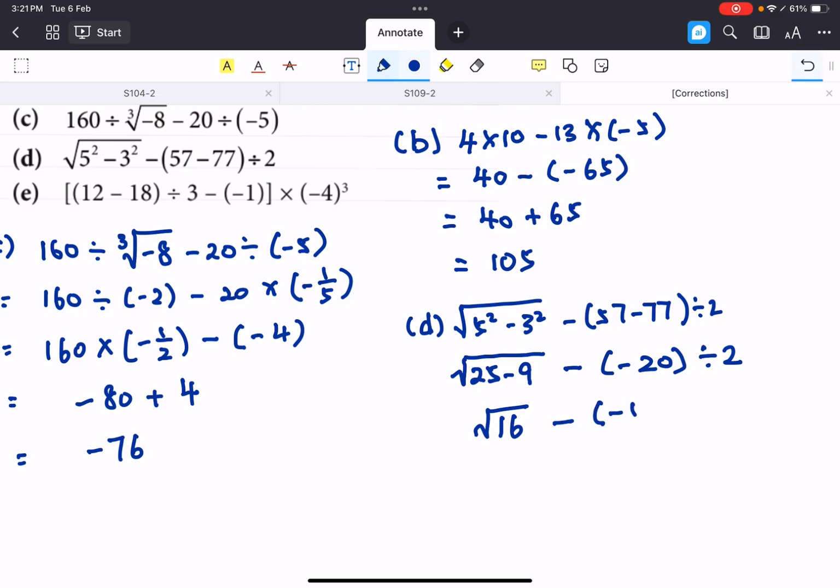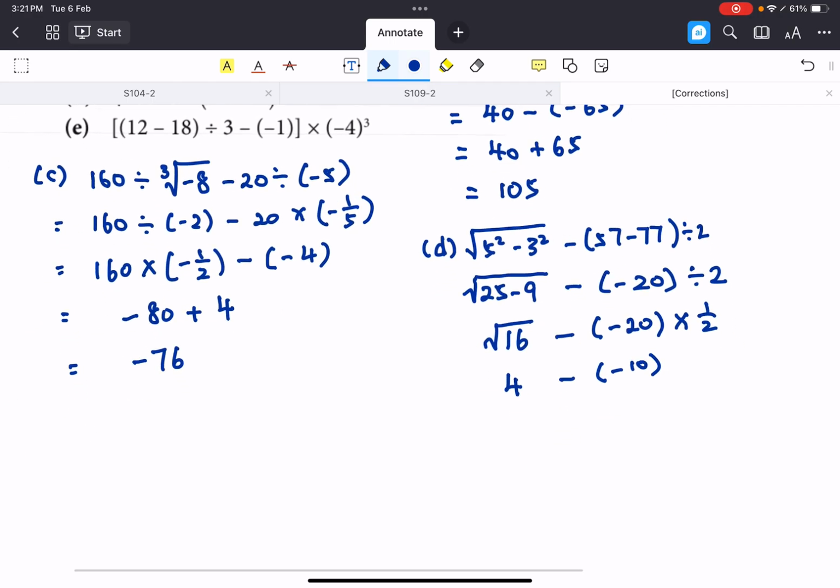But no, don't skip step. So I'm still going to take my time, don't rush. This is multiplied by half. So this will give me 4 minus negative 10 now, right? Which will result in 4 plus 10, 14. There we go.